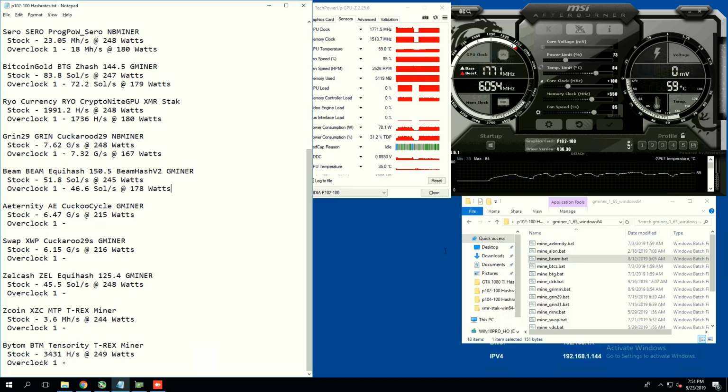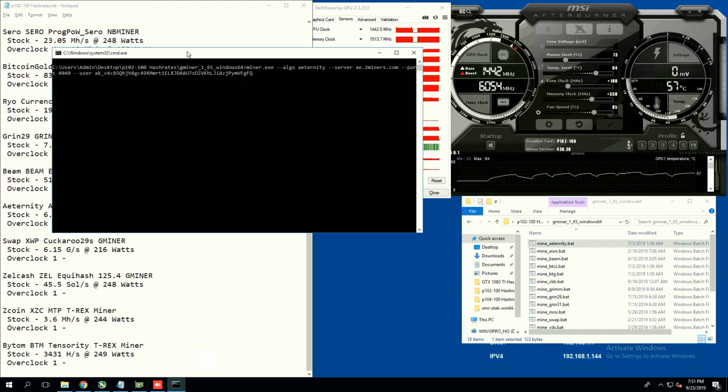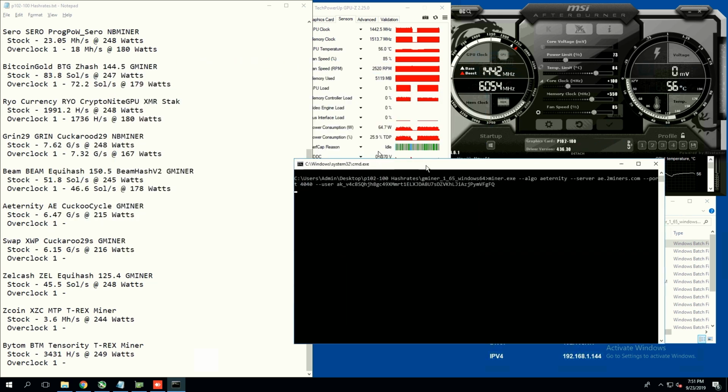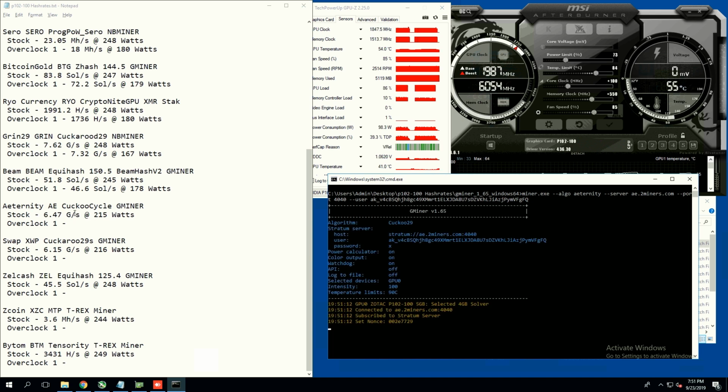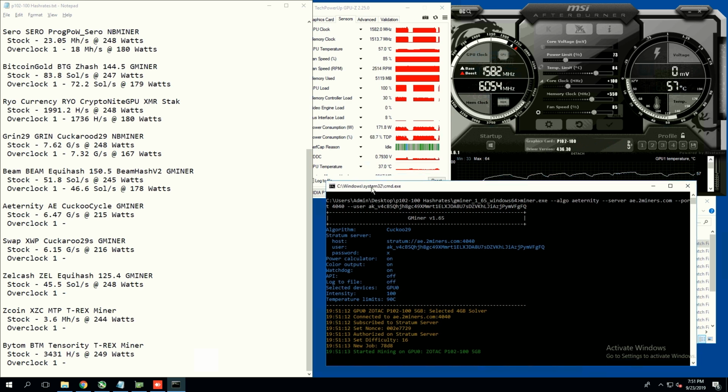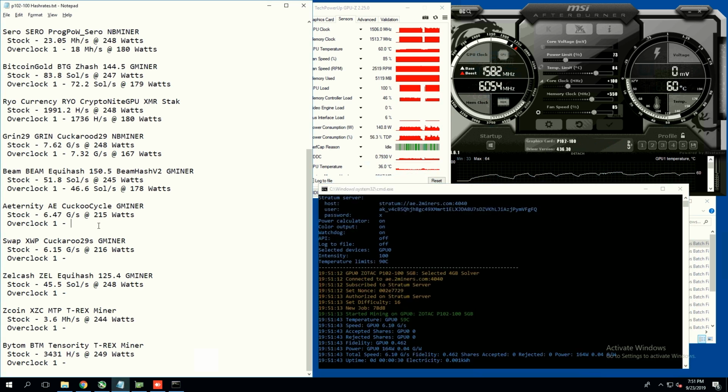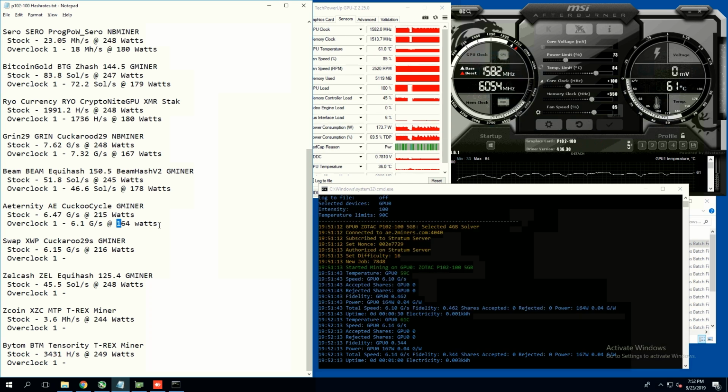Okay, next one we're going to do Aeternity. We're going to keep going here, guys. Just going to keep going down the list real fast here. Get you guys these numbers. And stock, we're getting 6.47 graphs per second at 215 watts. And then at the 73 power limit, we will be getting 6.1 graphs per second at 164 watts. So pretty good. Not bad. Okay, so that is Aeternity, my friends.